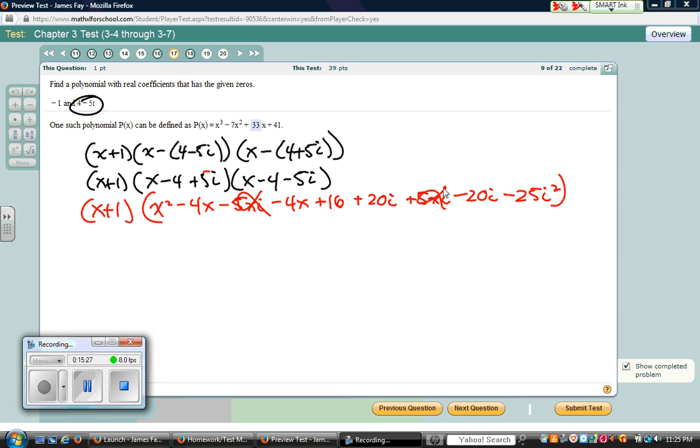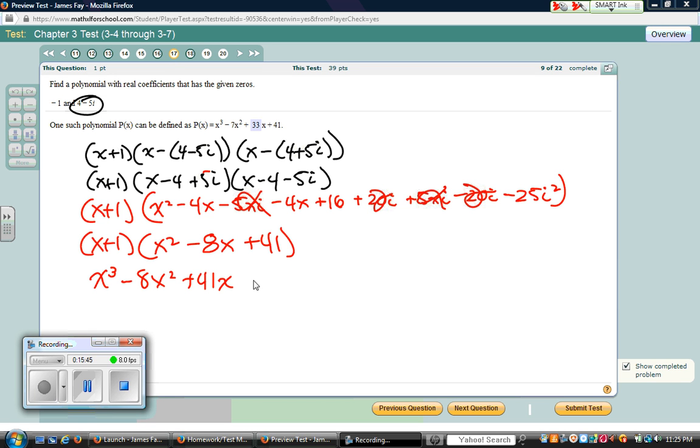Cancel, cancel, cancel, cancel. So give me x plus 1, x squared minus 8x plus 41. Distribute this now. It'll be x cubed minus 8x squared plus 41x, and then plus x squared minus 8x plus 41. Combine like terms: x cubed minus 7x squared plus 33x plus 41. So that 33 is what they were looking for here.